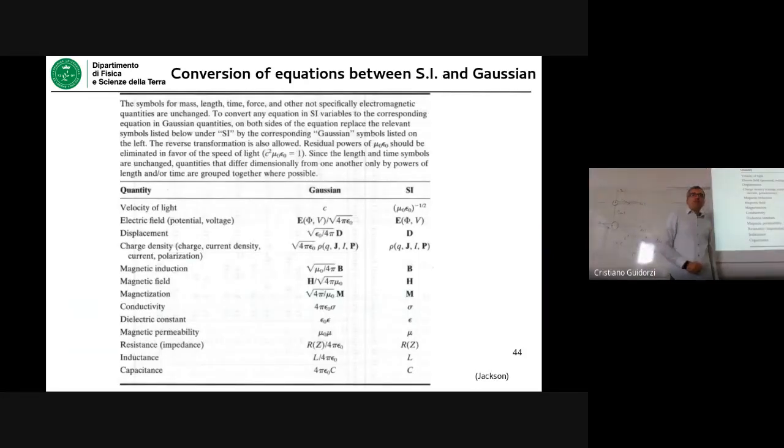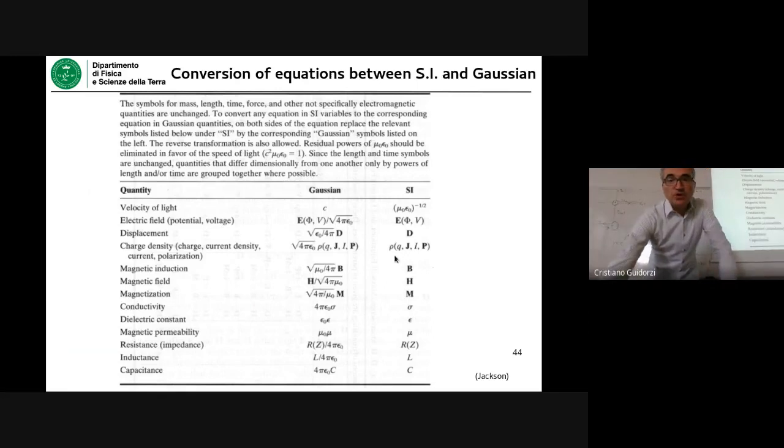I also put this table because it's useful. It's a very handy table. It has a recipe: you have an equation in one system and you want to express the very same equation in the other system. How to do that? This table allows you to get the goal. How? Let's suppose you see two columns with all the quantities. Let's suppose you have an equation in the international system and you want to find the same in the Gaussian system.